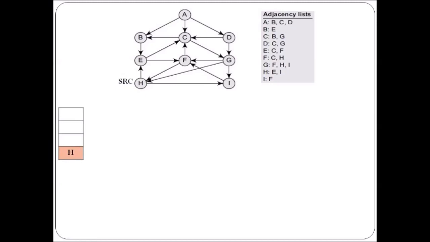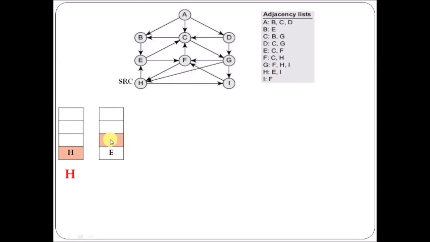Here the element H is at the top of the stack, so we remove that element. I have removed H and pushed the elements adjacent to node H. From the adjacency list, it is clear that node E and node I are the two nodes adjacent to H. So I have pushed the nodes E and I onto the stack. So I comes at the top of the stack.